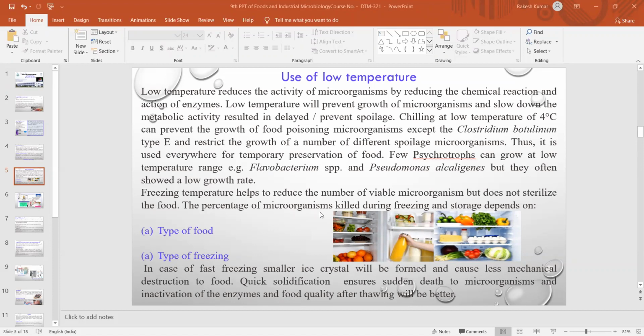The percentage of microorganisms killed during freezing and storage depends upon the type of food and the type of freezing process you are using. In case of fast freezing, smaller ice crystals will be formed, and they are responsible for causing less mechanical destruction of food. Quick solidification ensures sudden death to microorganisms and inactivation of the enzymes, and food quality after thawing will be better.